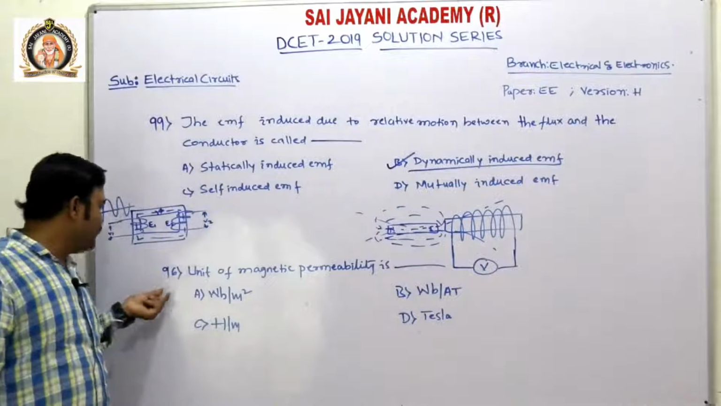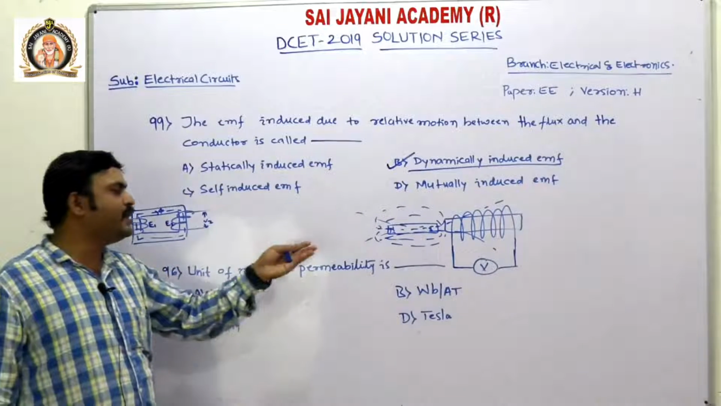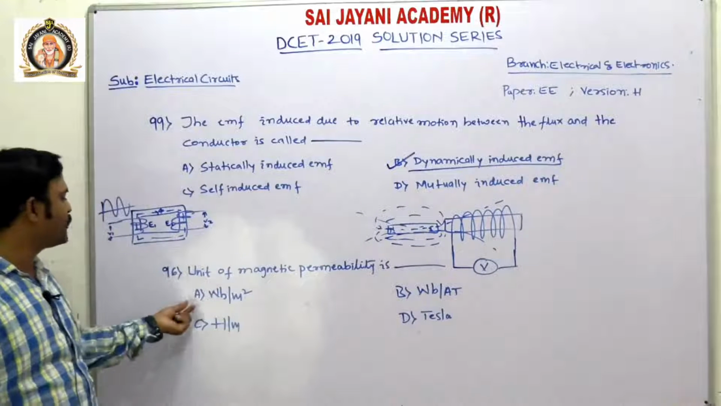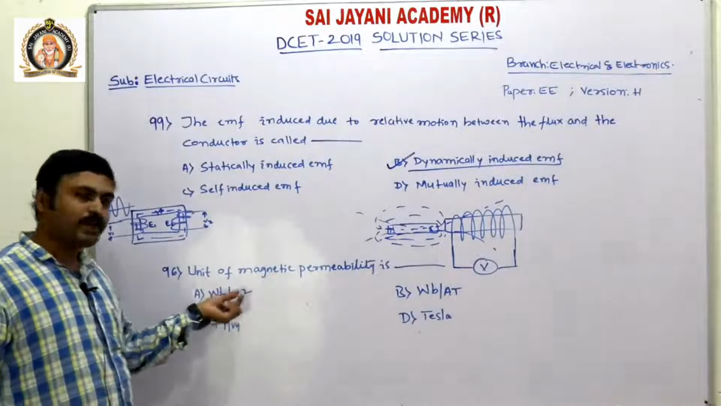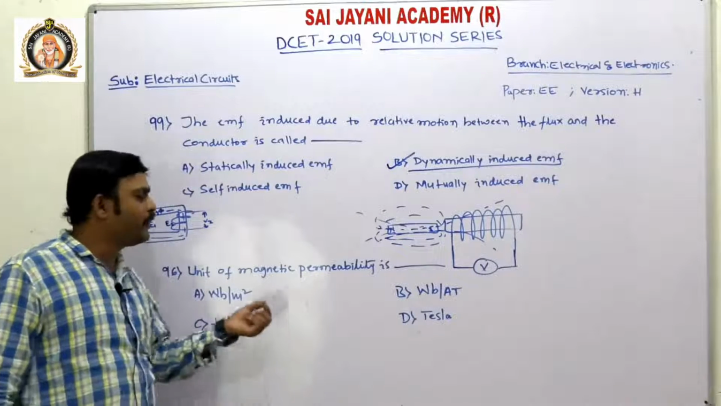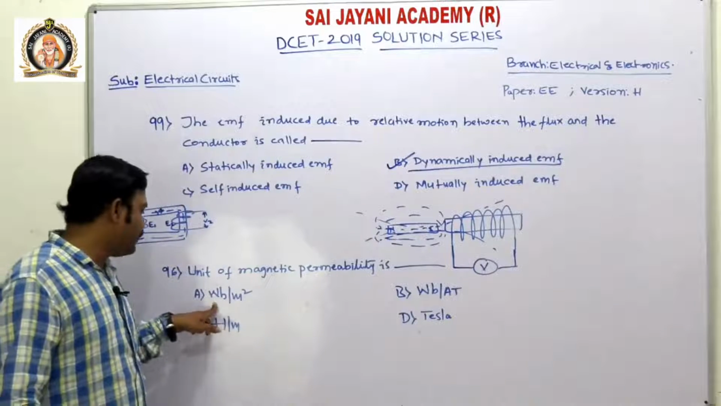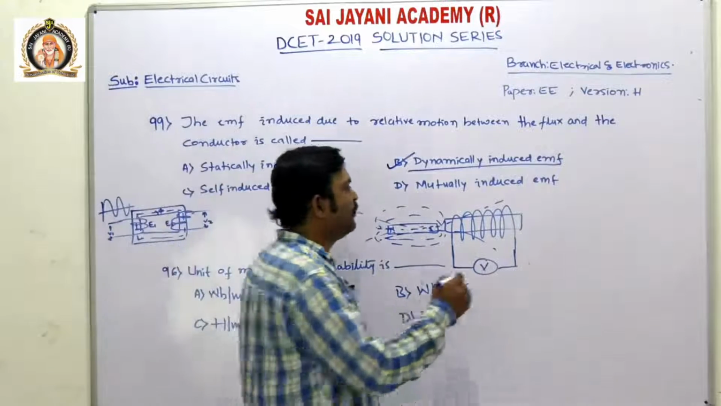Moving on to the next question, question number 96. The unit of magnetic permeability is dash. See the options. Option A, Weber per meter square. Option B, Weber per ampere turn. Option C, Henry per meter. Option D, Tesla. Weber per meter square is the unit of what?